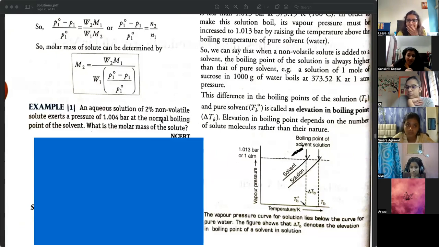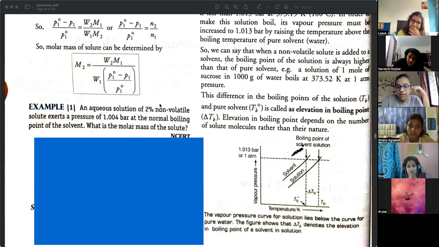Here, 2% non-volatile. P naught, what will the vapor pressure be? They've given the concentration. Of water? Water? No, this is an aqueous solution. Right. So the vapor pressure at the normal boiling point of the solvent. Normal boiling point means when something is boiling, what will its vapor pressure be?